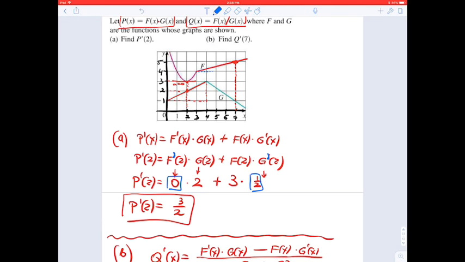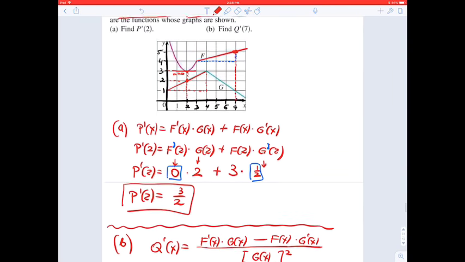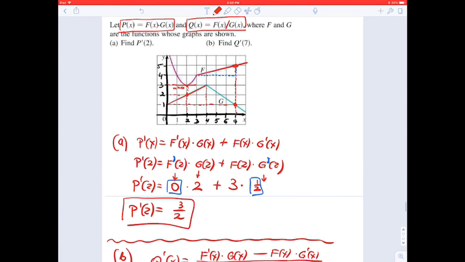Actually, I can use this. How many units? 1, 2, 3, 4, 1. 1 over 4. That means this is a 1/4 slope. Okay, please remember that's what I'm doing. That's the slope of the tangent line. And g at 7 is just the corresponding value. G at 7 corresponds to 1.